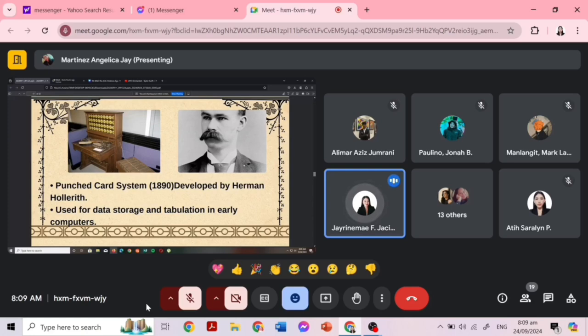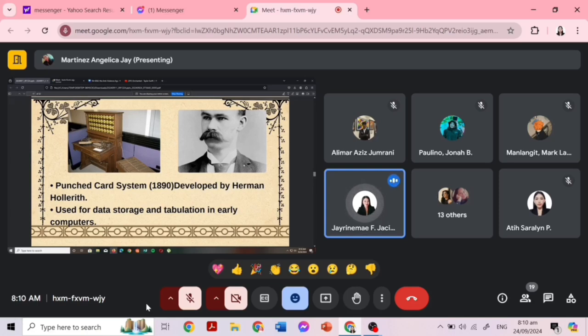collected during the 1890 US Census. Hollerith's machines could automatically sort and tabulate the data on these cards, significantly speeding up the census process. His innovation marked a critical step in the development of modern computing. Hollerith later founded the Tabulating Machine Company, which eventually became IBM, which stands for International Business Machines, one of the leading technology companies of the 20th and 21st century.